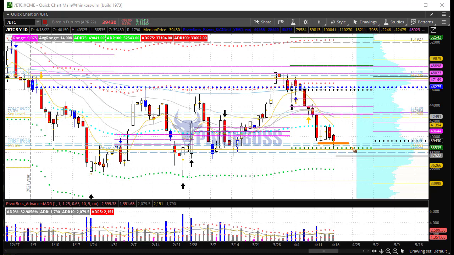Acceptance above that level could open up a return back to the previous week's midpoint, which is 41K. So again, can price continue to hold the 39,175s? If so, it opens up 41K up ahead over the next couple of days at the very least.